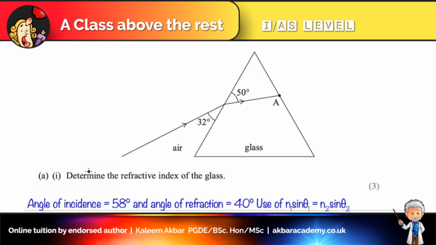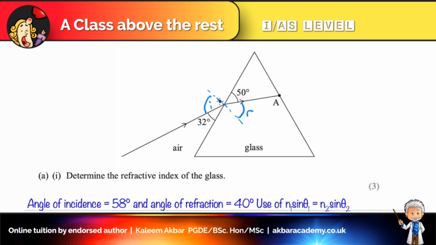So first of all, we need to draw in our normal, which I am going to sketch very badly, may I add. That's better. So here's our angle of incidence, and here is our angle of refraction. So how do I actually find the angle then?